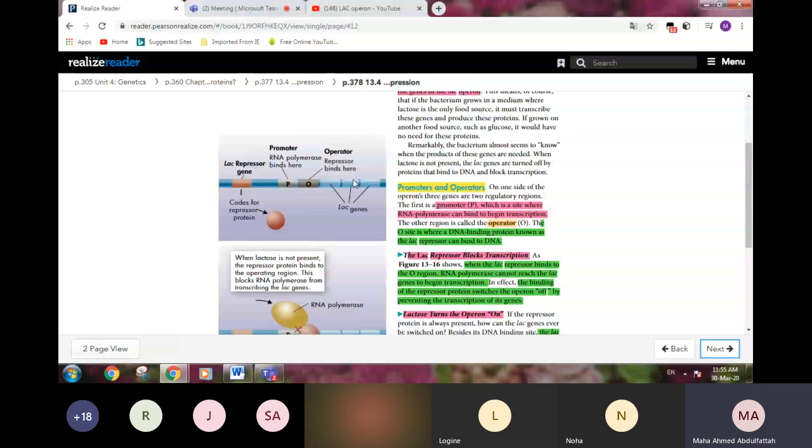Okay, we agreed that they will not be switched on all the time. Now, we have here an O site and a P site. Before these lactose genes, or lactose operon, we have the O site and the P site. The P site, or the promoter, if you remember, is the site where the RNA polymerase binds.